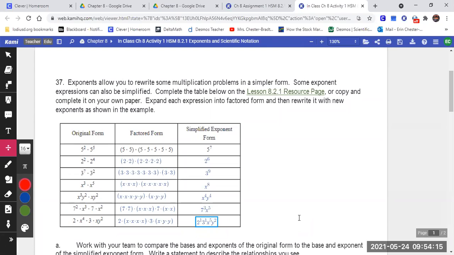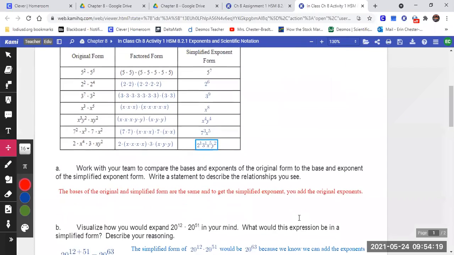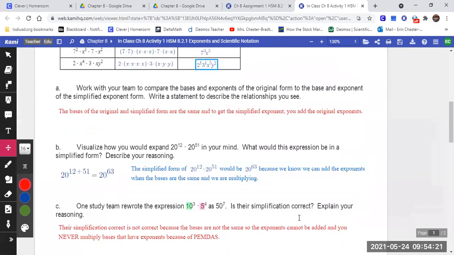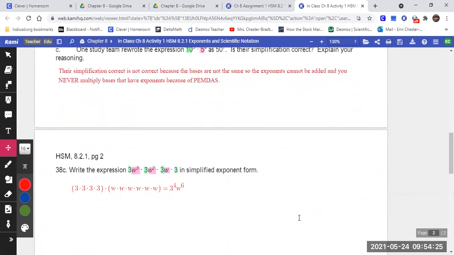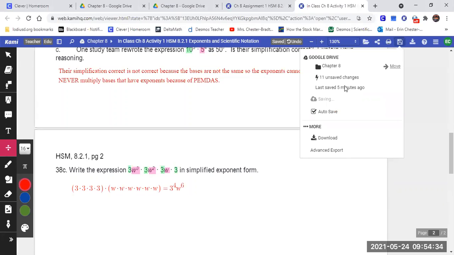Okay, are we good? Anything we need to clarify? Okay, save it and turn it in. And let's go work on our homework. Maybe we can get our homework too. That would be super great. Okay.